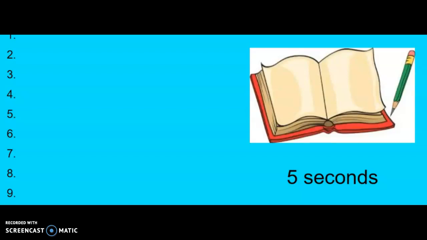Number 3. 50% of a class are girls. The rest are boys. What percentage of the class are boys? 50% of a class are girls. The rest are boys. What percentage of the class are boys?